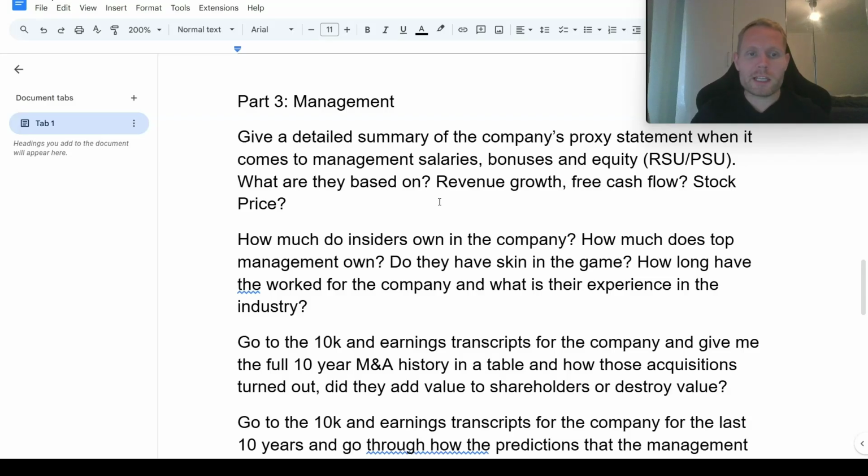Part 3 is the management team. Now we're going to use Grok to go through the proxy statement. That's very tedious work. It takes a lot of time. So it's very good to be able to use Grok to do that, because as soon as I go through a proxy statement, I will have forgotten everything.